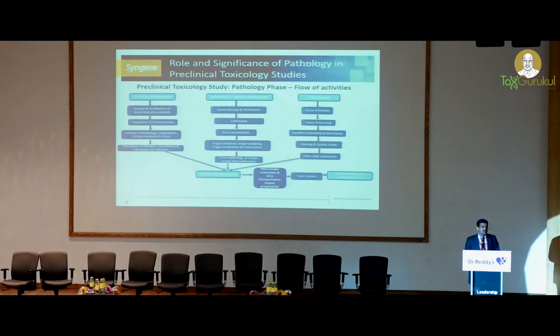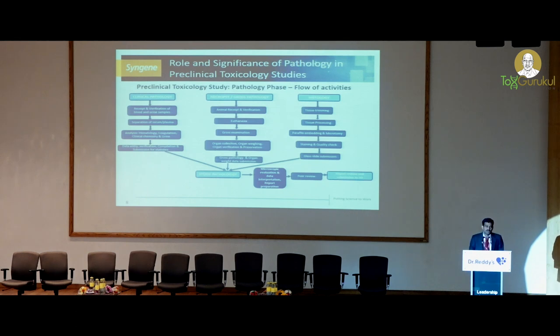The pathology phase can be broadly divided into clinical pathology and anatomic pathology. The clinical pathology starts with the collection of the samples. The animals are generally fasted overnight to avoid any variabilities. The hematology, clinical chemistry, and urinalysis samples are collected and submitted to the clinical pathology team for further processing and data collection. The data is compiled, verified, and submitted to the pathologist for interpretation. Once the samples are collected for clinical pathology, the animals move to the necropsy phase, wherein the animals are euthanized using isoflurane. It's a humane sacrifice.